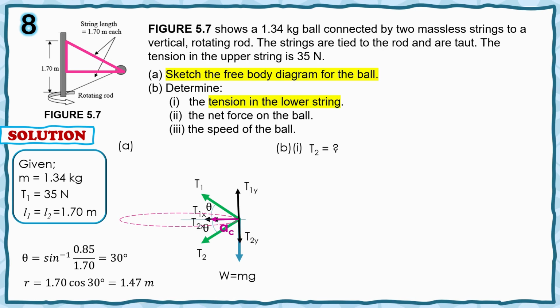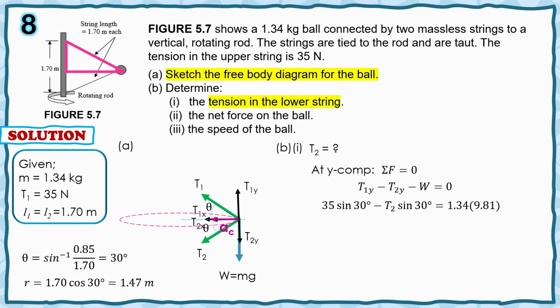Okay, after we resolve the T1 and T2, at the Y component, the total force exerted is equal to 0. And then we follow the sign convention: upward force is positive and downward force is negative. We get the equation T1Y minus T2Y minus W is equal to 0. When you substitute all the related values, you will get that T2 is equal to 8.71 Newton.